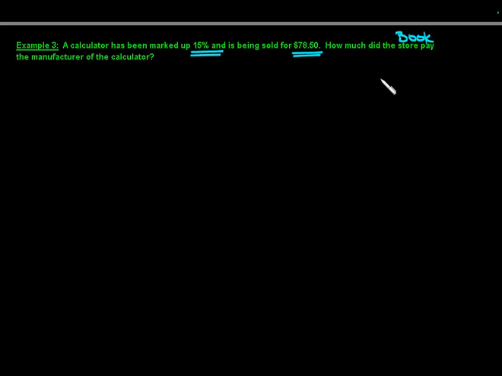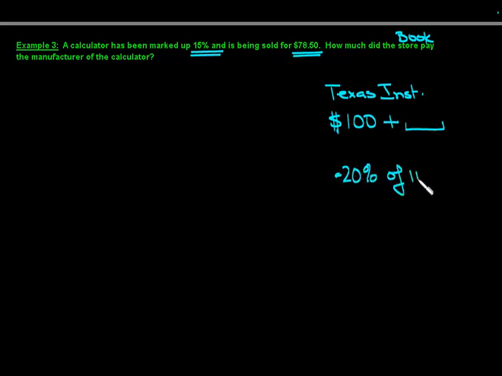So what would that mean? The bookstore is going to buy the calculator from, let's say, Texas Instruments. Just to give you an example, they buy the calculator from Texas Instruments for $100. Now they're not going to turn around and sell it to you for $100. They're going to mark it up by some percentage. Let's say they mark it up by 20%. So 20% of $100 is the same thing as 0.2 times 100, which would be $20. So they're going to mark it up by $20 and sell it to you for $120.